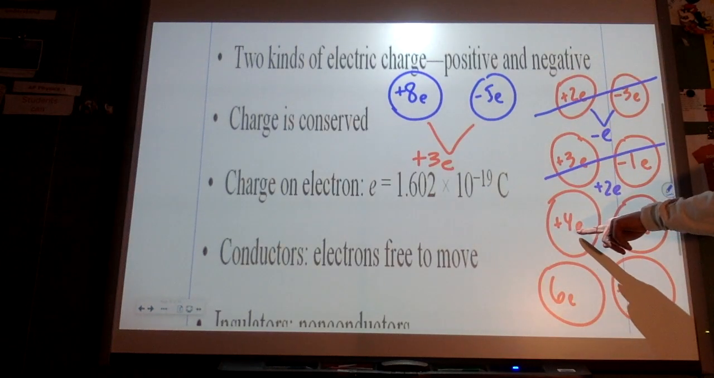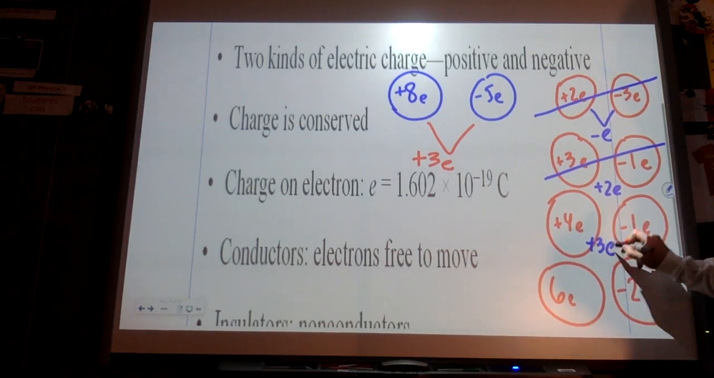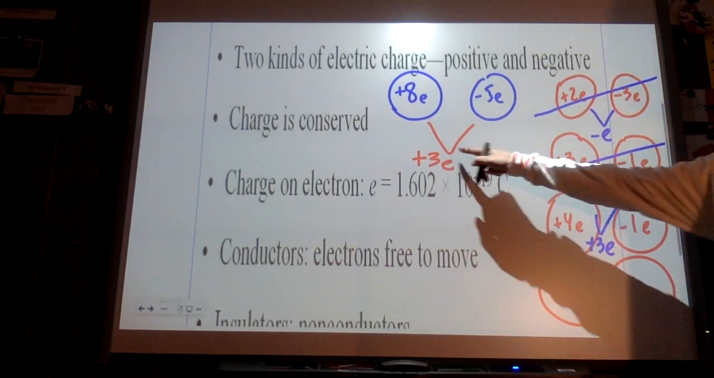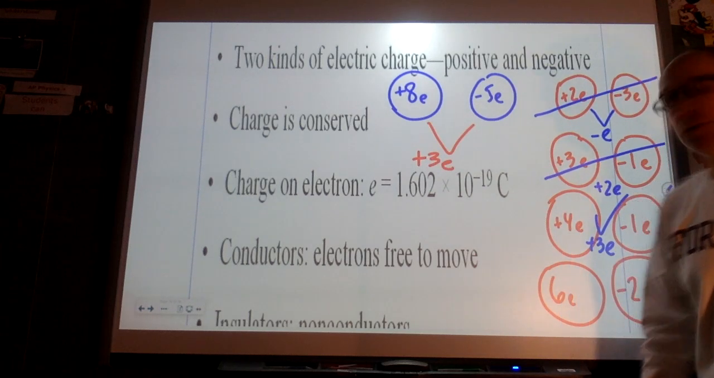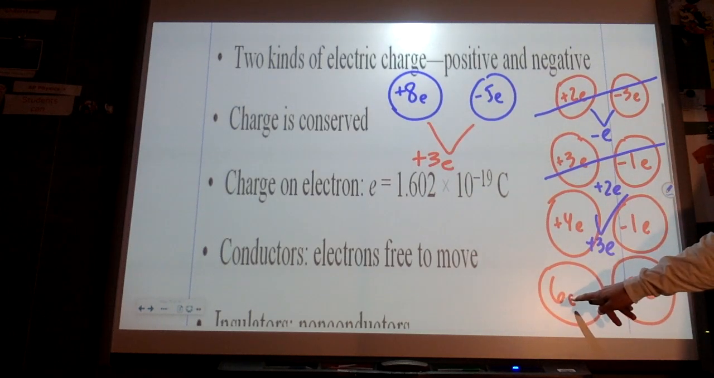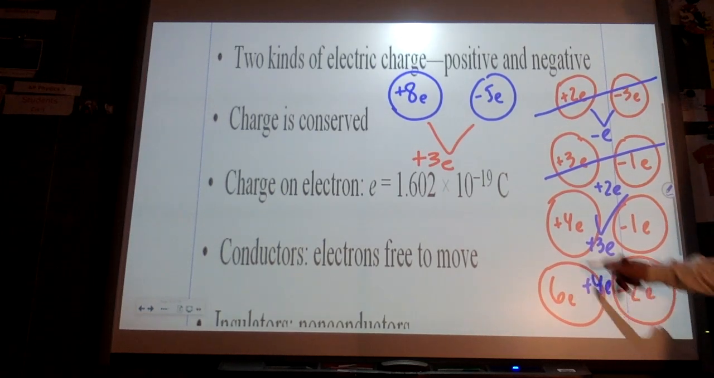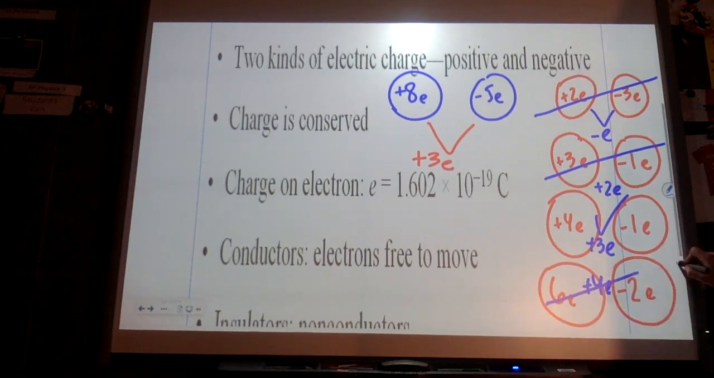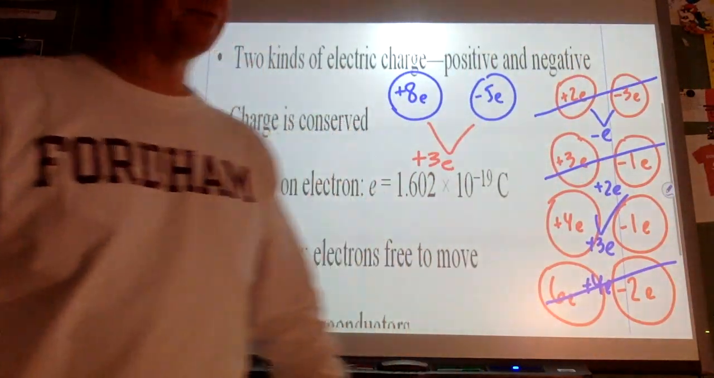Plus 4e minus e added together would be plus 3e. This one agrees with that. Charge is conserved, so it's possible that it went from there. And then finally, plus 6e minus 2e would be plus 4e, and that also would be possible. So AP problems show up like that.